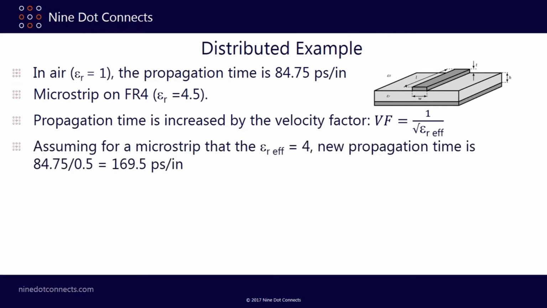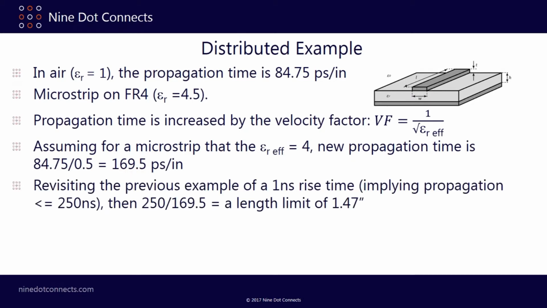Now, we're going to assume that the microstrip has an effective dielectric constant of 4. The reason it's 4, not 4.5, is because some of the wave, as we've covered before, is going to actually travel in the air and not be completely embedded in the dielectric. So if we use that effective dielectric constant, then the new propagation time is 169.5 picoseconds, because it's basically halved the speed.